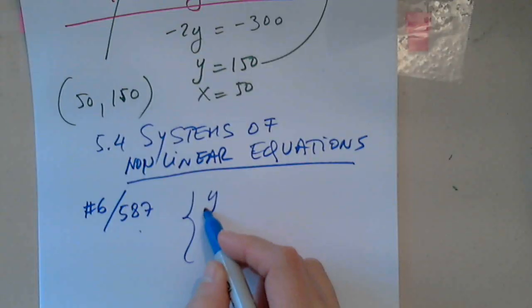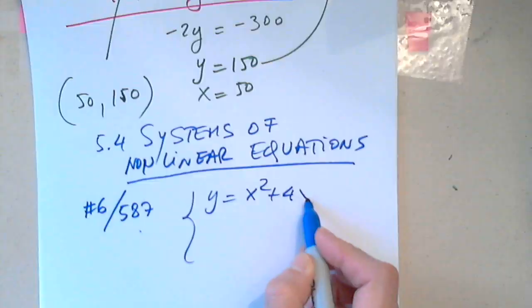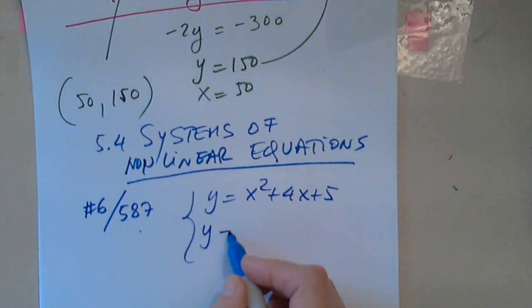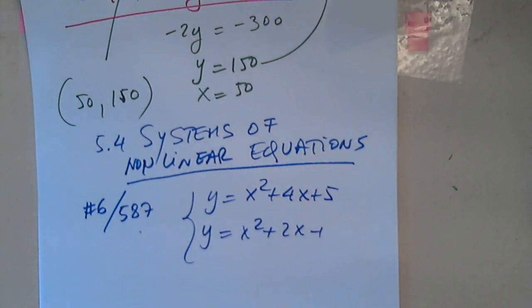And here it is. Y equals x squared plus 4x plus 5, and y equals x squared plus 2x minus 1. So obviously these are not lines.